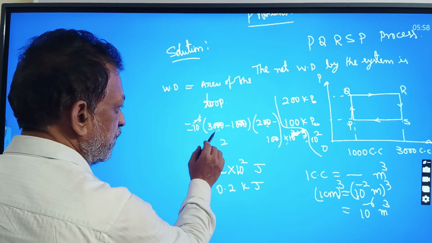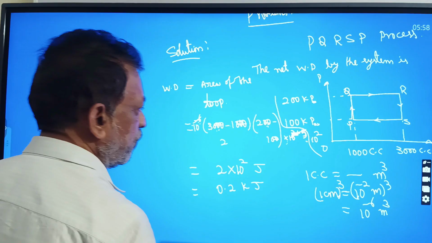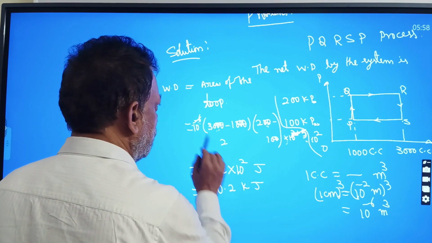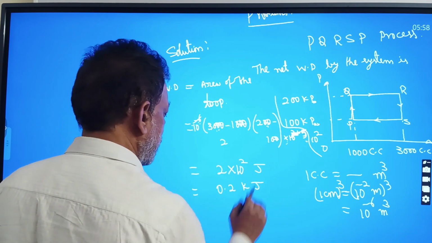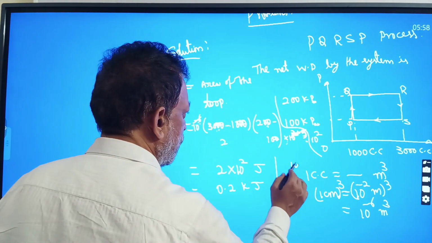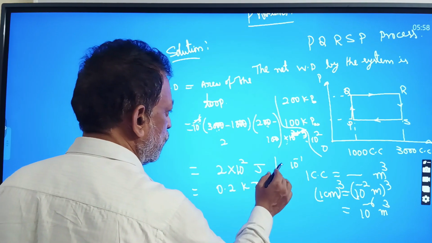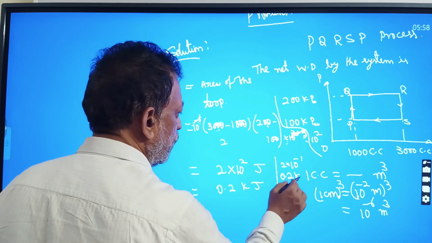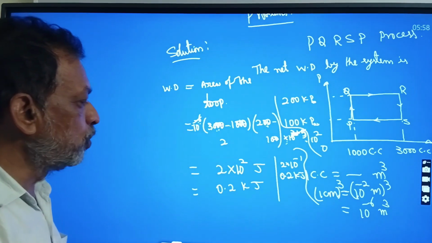So once again we check it ourselves. This is 10 cube, 10 square, 10 to the power of 5. I will keep kilo aside. Minus 5, minus 6 plus 5, minus 1. So 10 to the power of minus 1. 3 minus 1 is 2, 2 minus 1 is 1. So 2 into 10 to the power of minus 1. That is 0.2 kilojoule. Either way, 0.2 kilojoule.